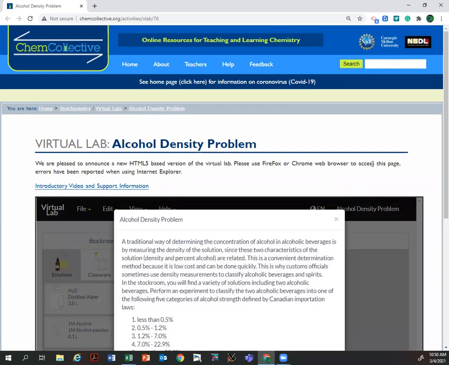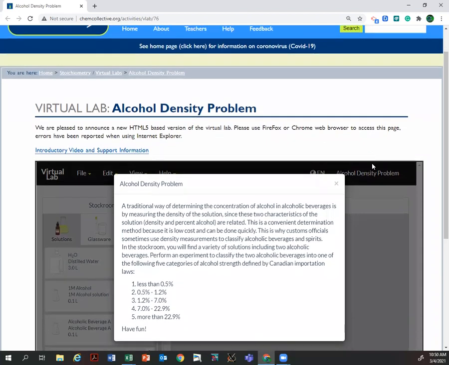Let's read the instructions. A traditional way of finding the concentration of alcohol in alcoholic beverages is by measuring the density of the solution. Since it is known that the density and percent alcohol are related, it's very convenient and low cost. This is why some customs officials sometimes use density to classify alcoholic beverages.